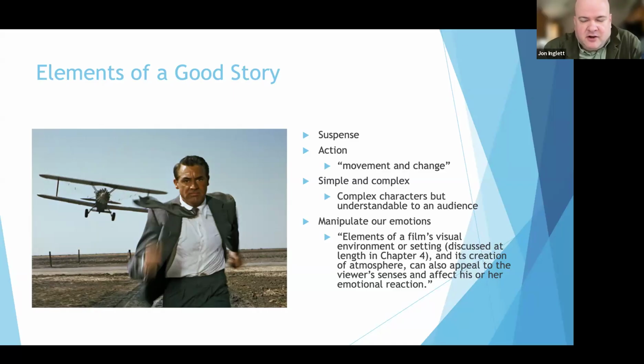Some films manipulate our emotions. Elements of a film's visual environment or setting and its creation of atmosphere can also appeal to the viewer's senses and affect his or her emotional reaction. So when we go into the theater, we have some kind of emotional connection to the characters or a reaction to the plot.